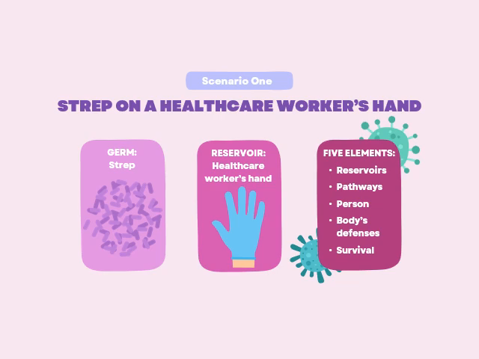The germ for scenario 1 is strep, and our reservoir is the skin, a healthcare worker's hand. What is a pathway for the germ to be spread from the hand? Recall the 5 elements of how germs spread and cause infection: reservoirs, pathways, a person, a body's defenses, and survival.